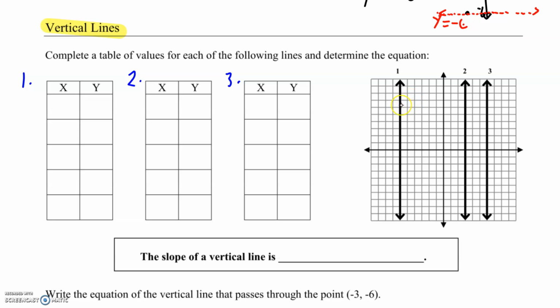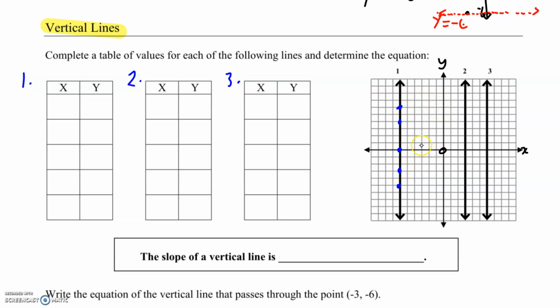For line 1, I'm going to pick again 5 random points on the line. I'm also going to remember to label the x-axis, label the y-axis, and the origin. All right, let's go ahead and fill in our table of values.